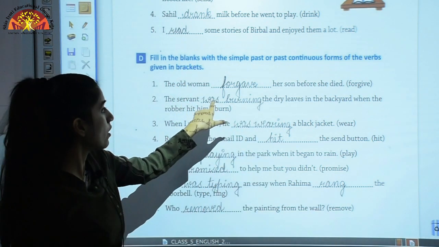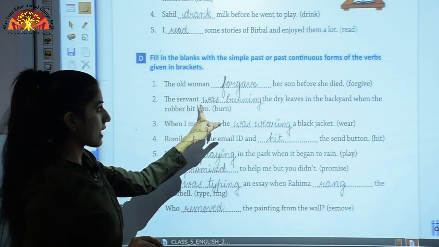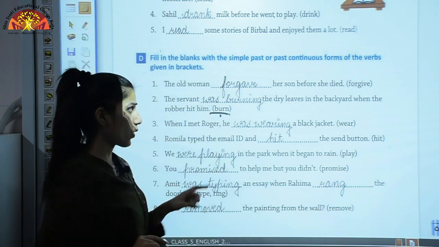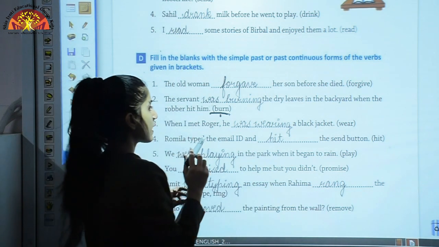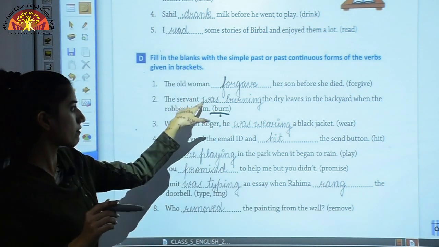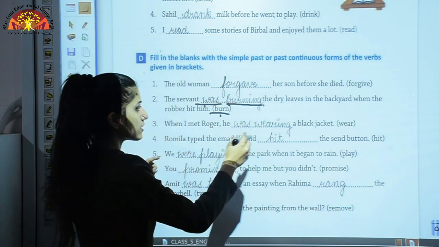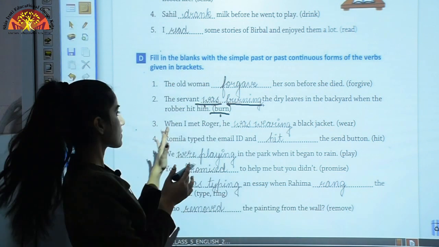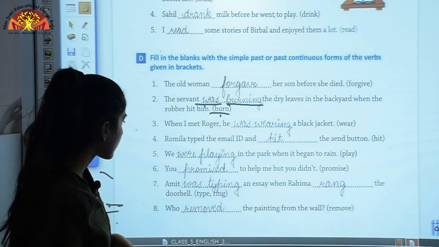So here we will fill the blank with the past continuous form of the verb, and as we know, burn is given to us. This is the base form of the verb. We need to see that the subject is singular. So that is why we are using was, and then we are using the ing form of the verb burn, that is burning. So this is the answer. You have to do this exercise in the same way only. Moving to another exercise.